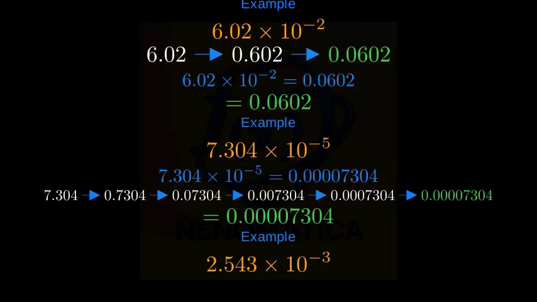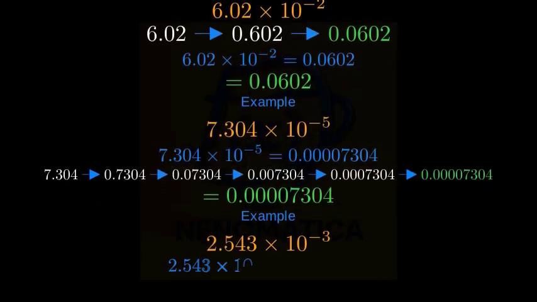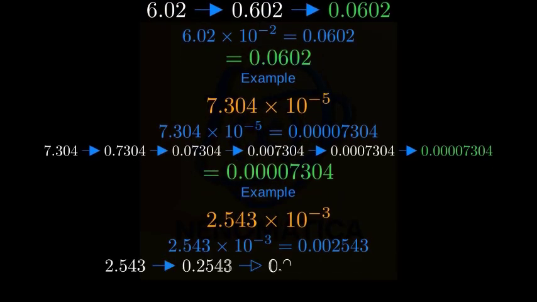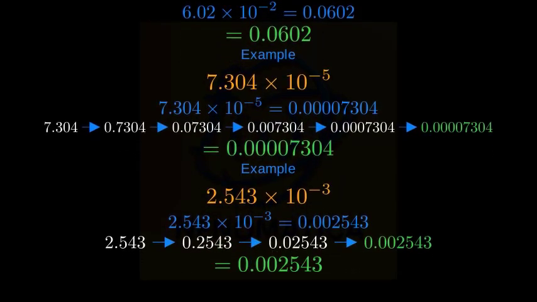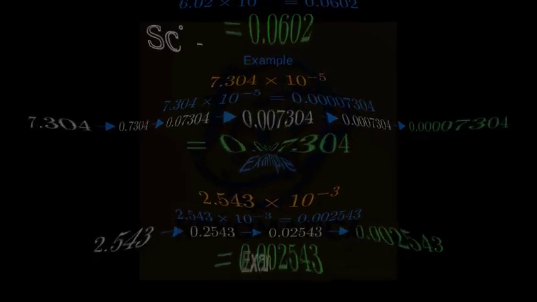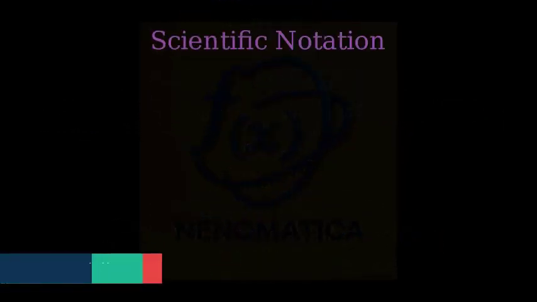2.543 times 10 to the -3 power. For 2.543 times 10 to the -3 power, we move the decimal point 3 places to the left, resulting in 0.002543.